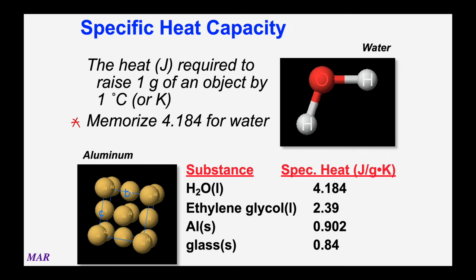So for example, in the table down there, it takes 0.84 joules to raise 1 gram of glass by 1 Kelvin. It takes 2.39 joules to raise 1 gram of a compound called ethylene glycol by 1 Kelvin. So every compound has a different value. Water is one of the higher values for heat capacity, and it's one of the things that makes water kind of special, and we'll talk about that later.